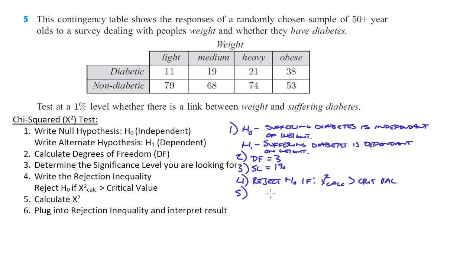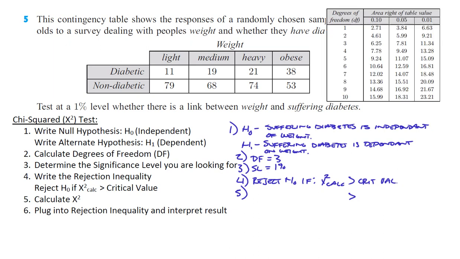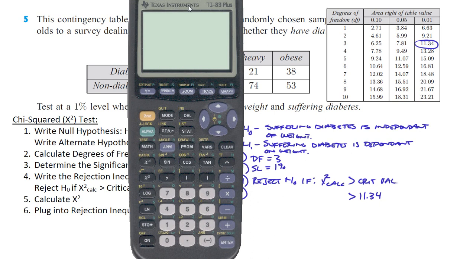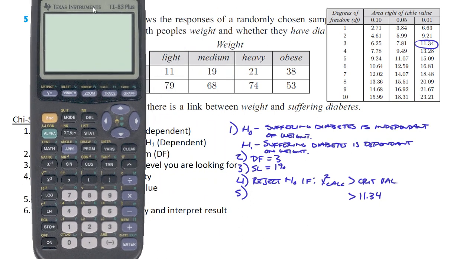Okay, so let's find our critical value. All right, degrees of freedom is 3, and that's 10%, 5%, 1%. So we are right here at 11.34 is our critical value. 11.34. And then now let's figure out our chi-squared value.